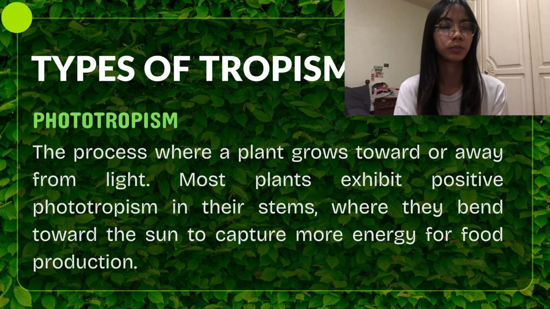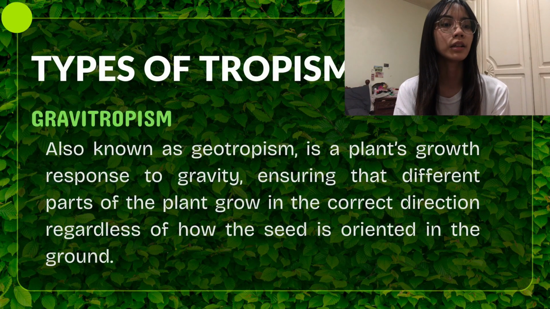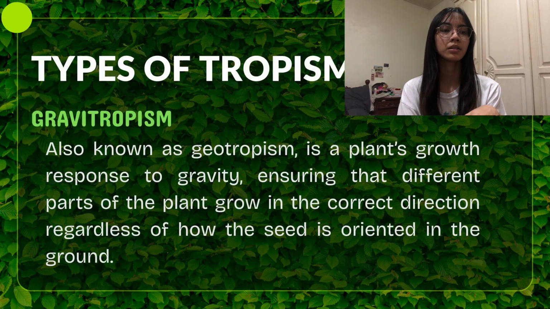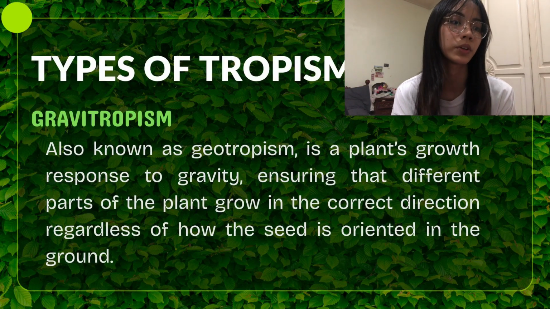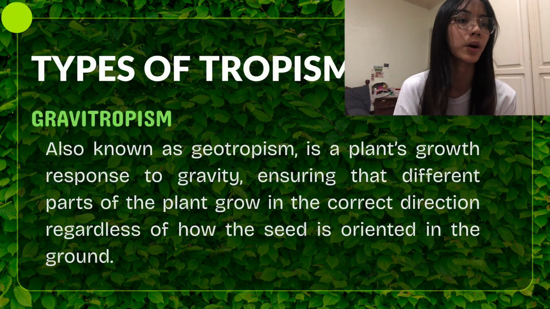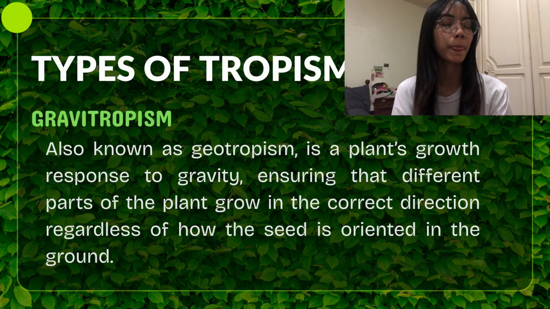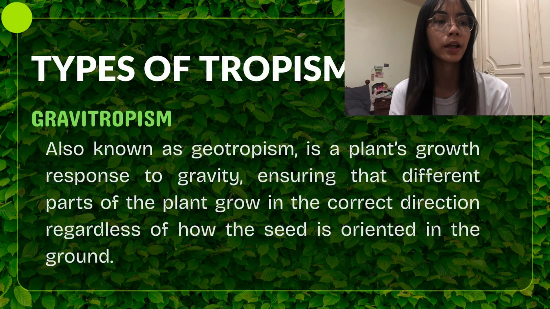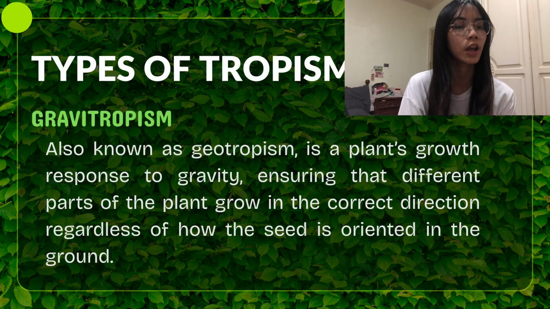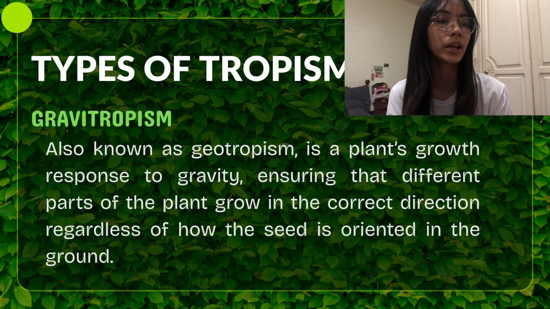And the next is gravitropism. Gravitropism is also known as geotropism. It is a plant's growth response to gravity, ensuring that the different parts of the plant grow in the correct direction regardless of how the seed is oriented in the ground.